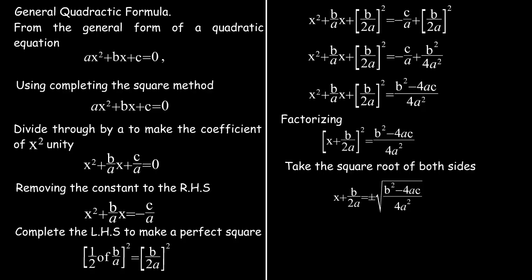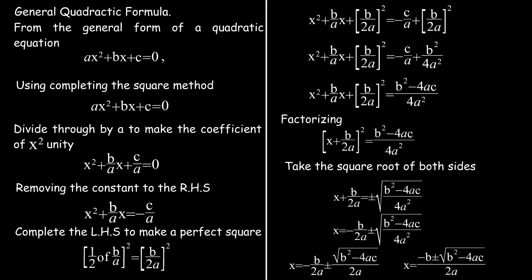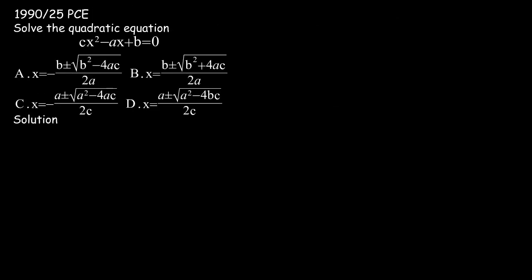Making x stand alone, x will be equal to minus b over 2a plus or minus the square root of b squared minus 4ac divided by 4a squared. So simplifying the square root, x will be equal to minus b over 2a plus or minus the square root of b squared minus 4ac, because we can find the square root of our denominator to be 2a. So therefore x will be equal to minus b plus or minus the square root of b squared minus 4ac divided by 2a.